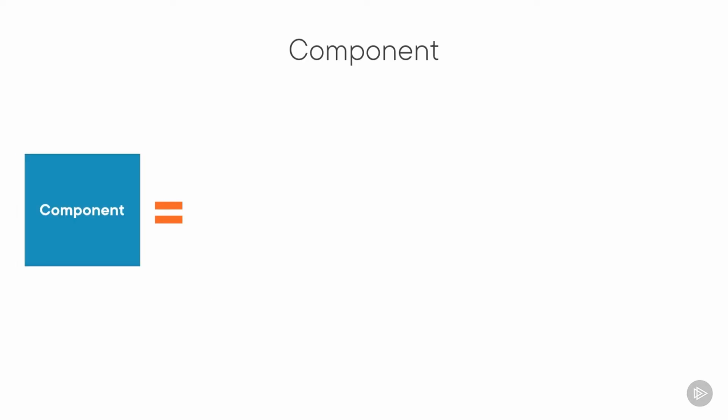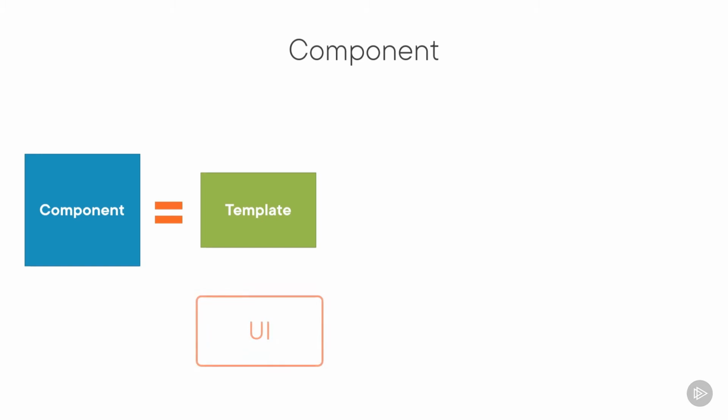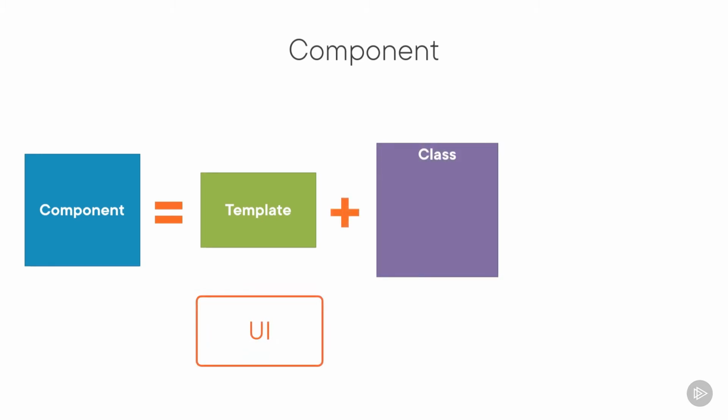Each component has a template, which is the HTML defining a view for the application. Everything we want to display to the user is defined in a template. Think of a template as your application's user interface, or UI. Add to that a class for the code associated with the view.